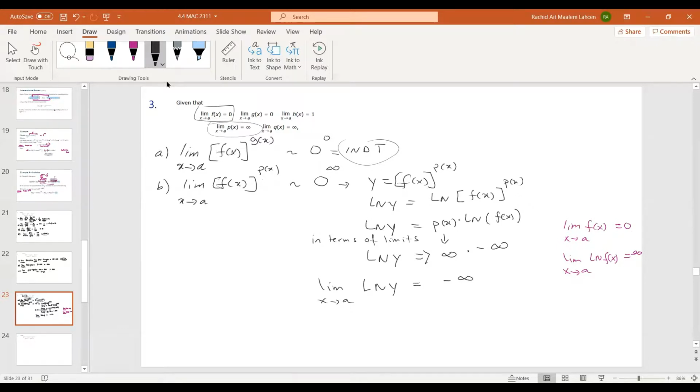And now we need to reverse this. Remember that step 1, you take ln to both sides. Step 2, you need to reverse it. It's like you're going to do e to the answer. So the limit as x approaches a of e to the ln y, it's the same. So think about it now as what is e to negative infinity. Maybe I need to put a graph or something to make it clear.